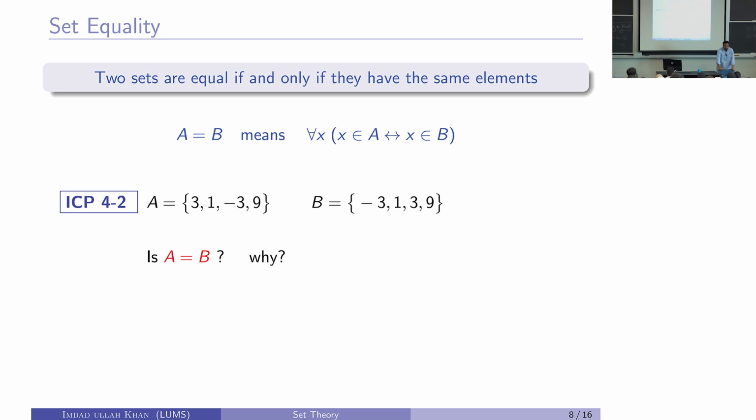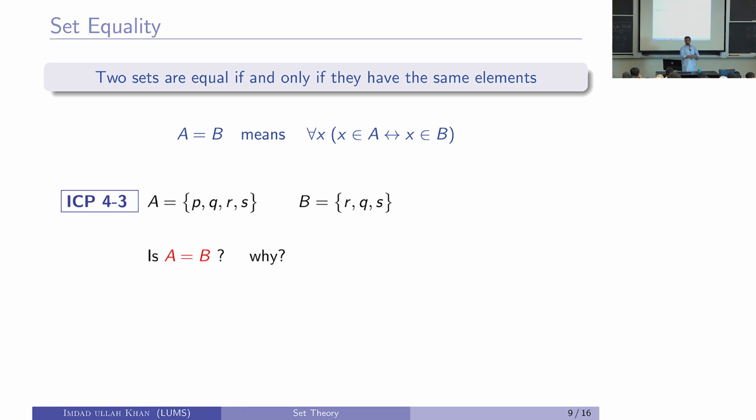For x equals 3, both are true. For x equals 9, both are true, right? For x equals 9.5, both are false. So this statement is true, right? That means A equals B. A equals B means that if and only if for all x in A, x in A if and only if x in B is true. Is this clear? And we know this statement, these two are true, and we saw that it's just false.